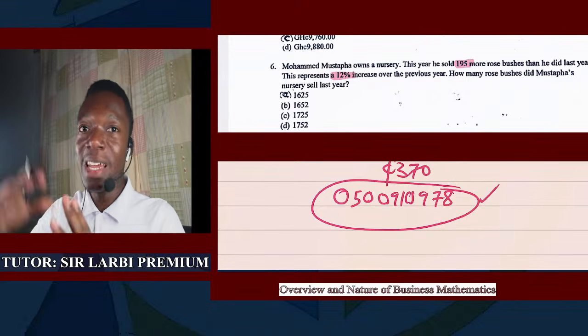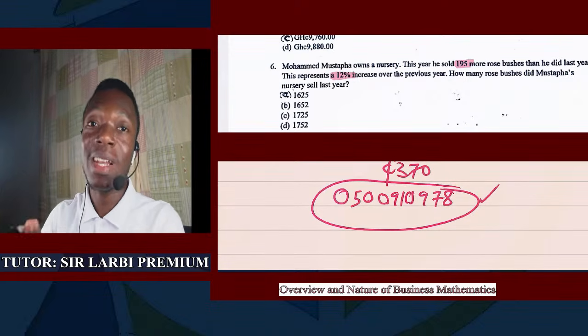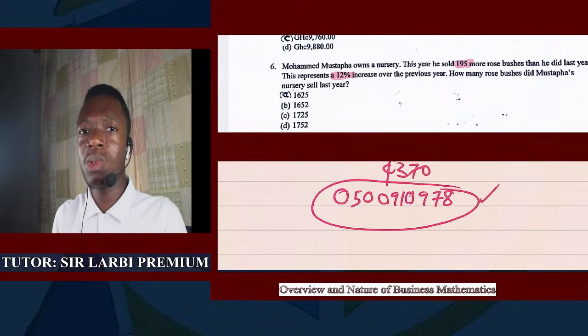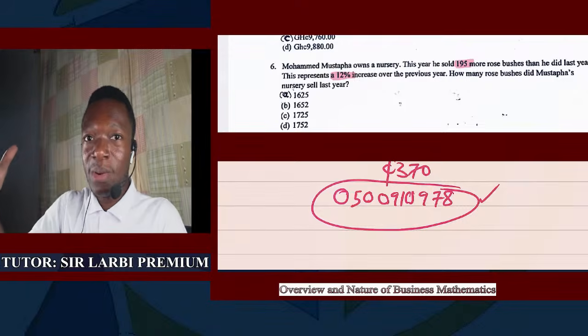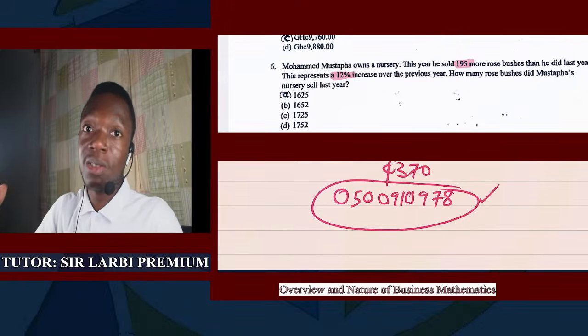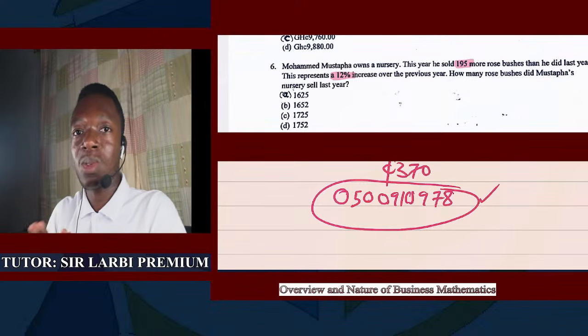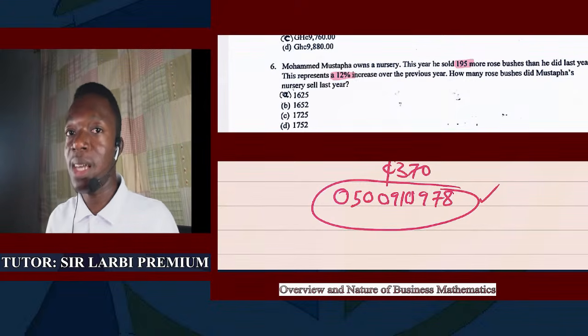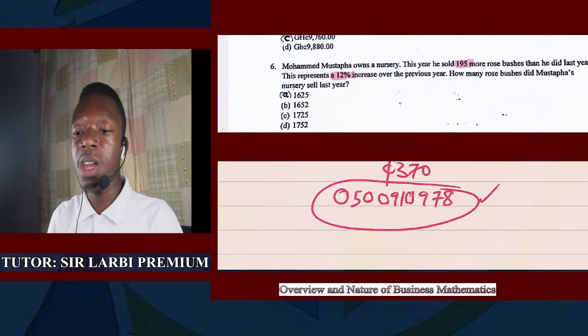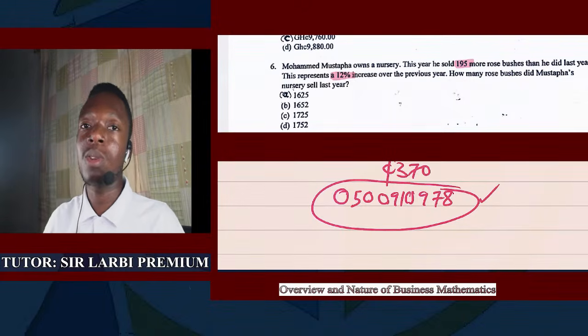So if this is a 12% increase over last year's, that means in total, percentage is out of 100. For us to get an increase means that there's something above 100. And for sure, it will mean that last year's is 100%. That is the idea behind it. And so, if 12% is equal to 195, what would be 100%?